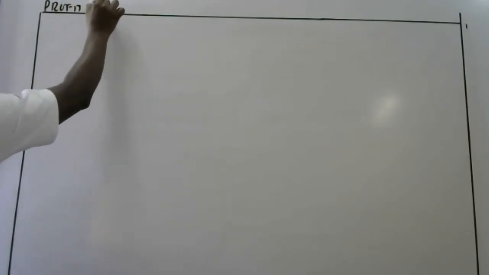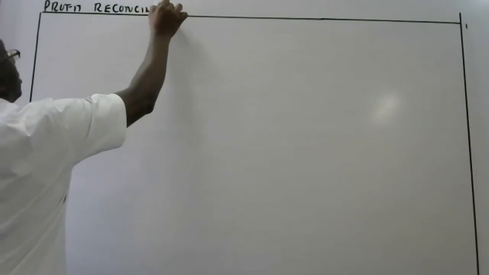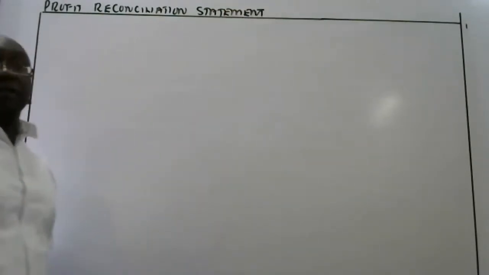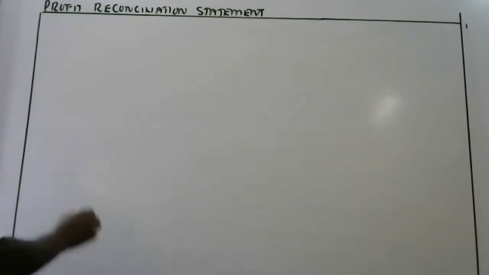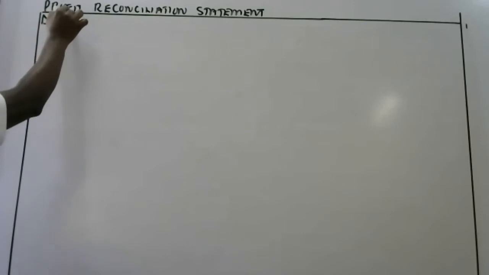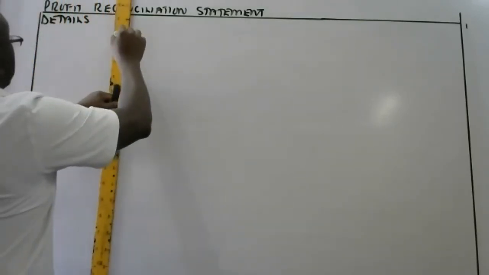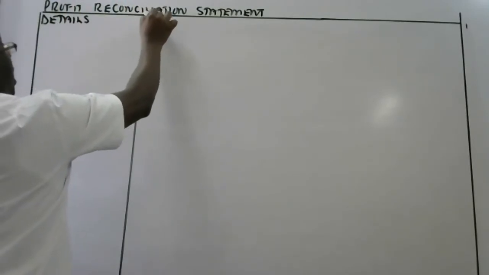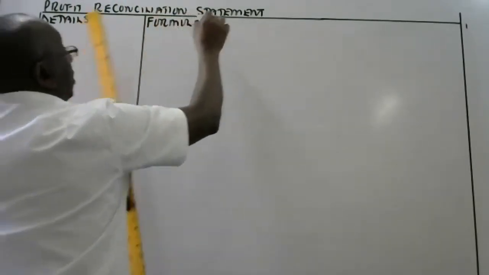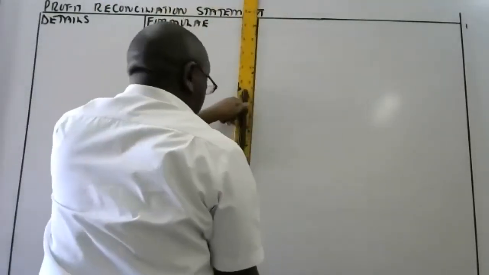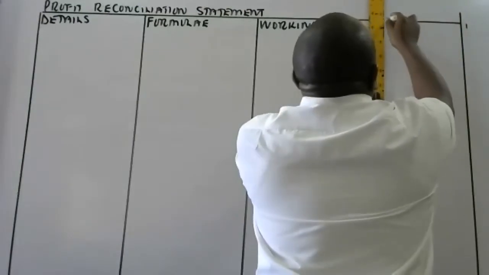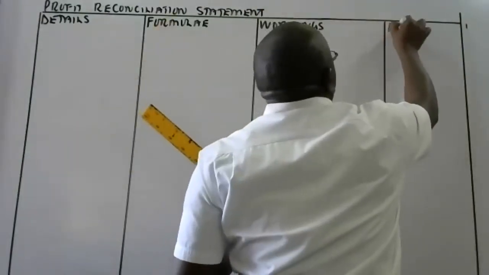So we are drawing now the profit reconciliation statement. Profit reconciliation statements. We have details. We have formula. We have workings. And then amount.